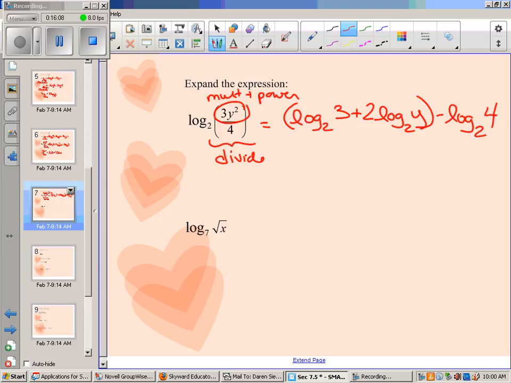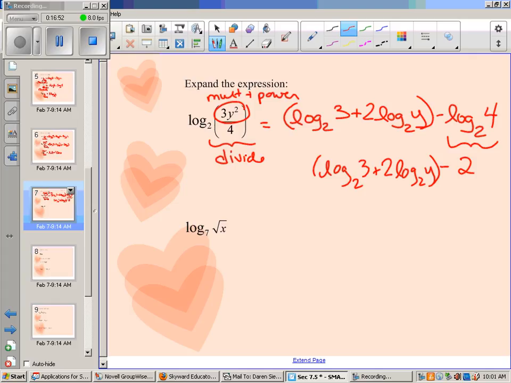Now, I'm going to tell you what your book sometimes does. I like that answer because I know I can go from that answer back to my original. The book sometimes likes to give answers to parts of the problem because you can simplify this. If I change this to exponential, just that part, I would be saying 2 to what power gives me 4? So I could put a 2 there and have log base 2 of 3 plus 2 log base 2 of y minus 2. I personally prefer the top one because I don't have to do as much work to get back to my original statement.